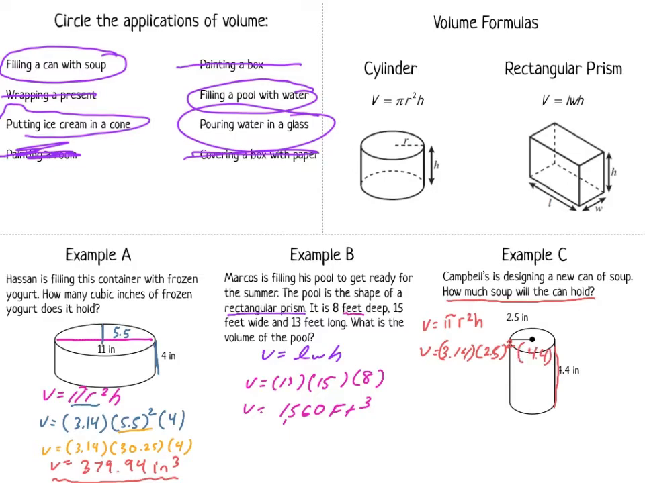Now that we have those numbers, remember that we have to do our exponents first. So we have to do our 2.5 squared because we need to follow the order of operations. So when we do that, we're going to get our 3.14 times our radius squared, which is going to be 6.25, times our height, which is going to be 4.4. So now that we've got all of our numbers, we can just multiply them straight across. So 3.14 times 6.25 times 4.4 is going to give us our answer of 86.35. And again, we need to then mark this as inches cubed because we're talking about volume.